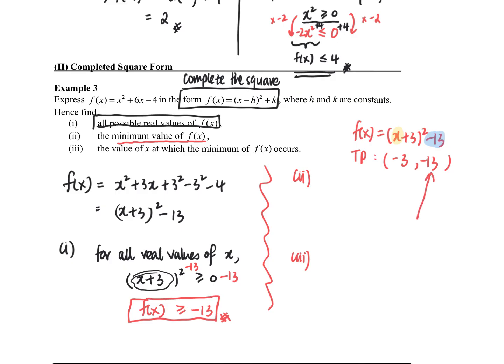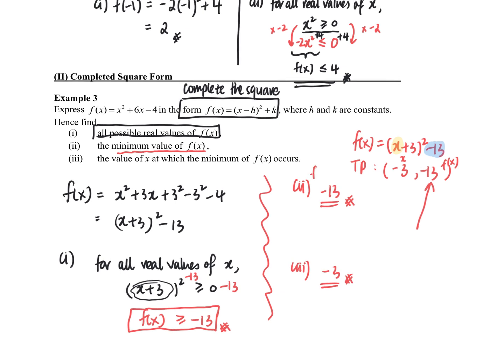Because this is your f of x value. This is your y value, but in this case we call it f of x. So they only wanted this. And then what's the x that makes it happen? It is negative 3. That's all. 2 marks for part 1, 1 mark for part 2, 1 mark for part 3. 4 marks like that in your pocket. Take it.